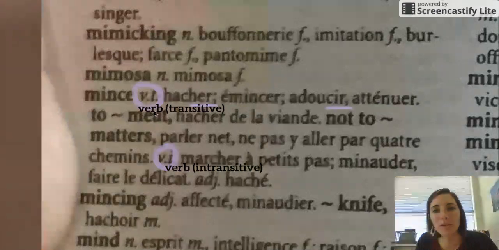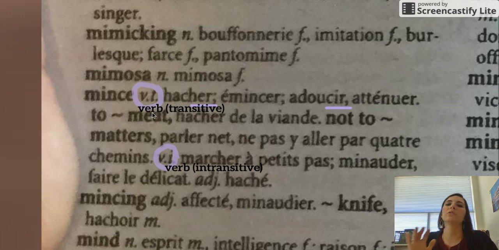It's not really important that you know the difference between transitive and intransitive until we get into later parts of French 2. Just know that if you see VT or if you see VI, it's telling you that these words are verbs. In French, we have different types of verbs. So we have ER verbs, meaning they end in ER, IR verbs, they end in IR, and then RE verbs, which I don't have an example of here, but you'll see a lot of them later.